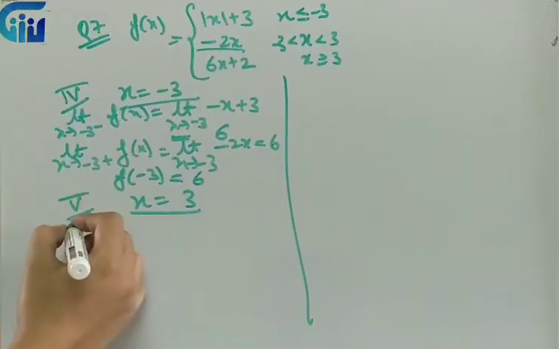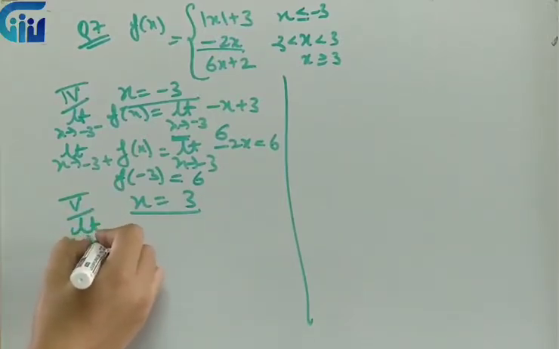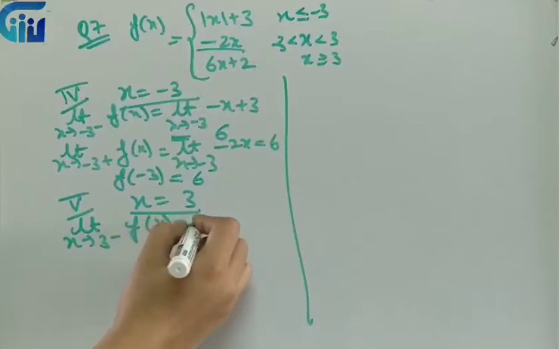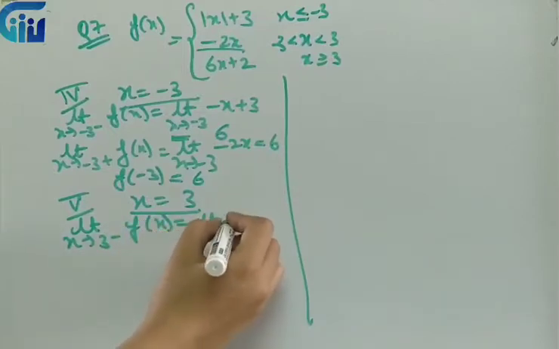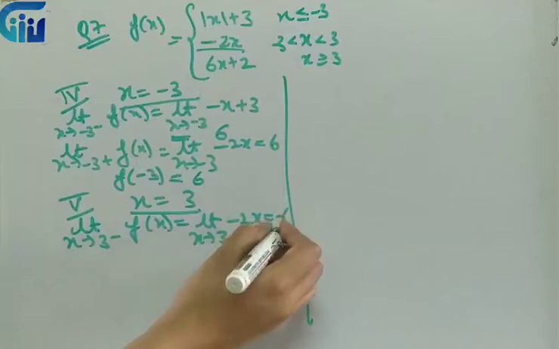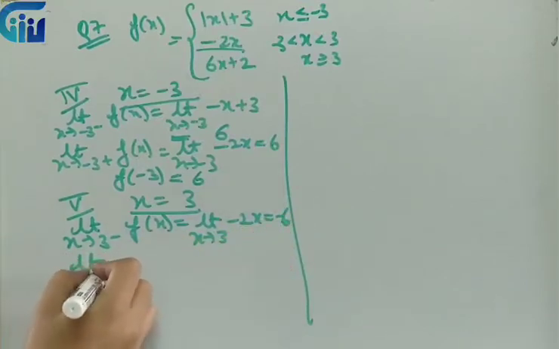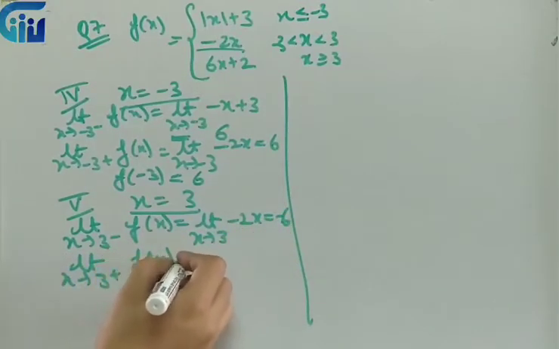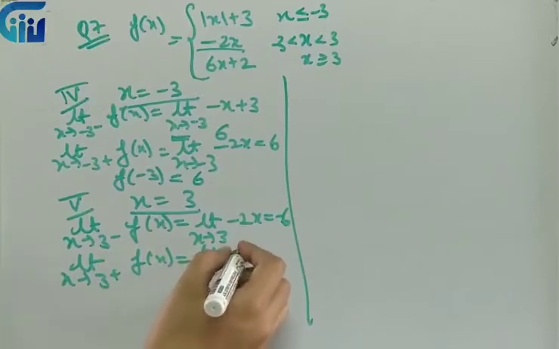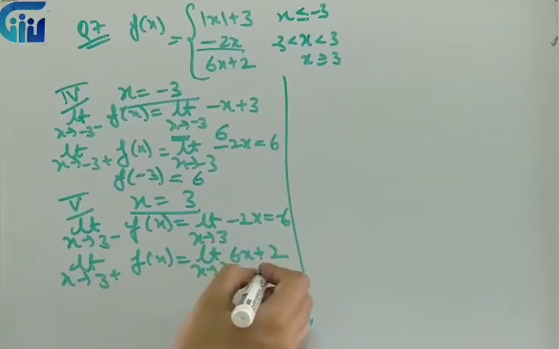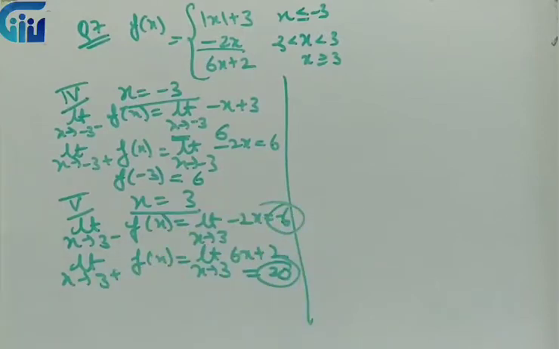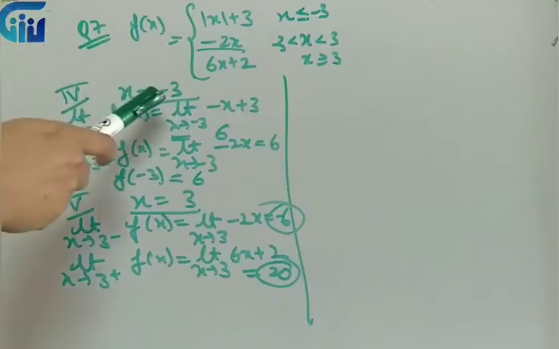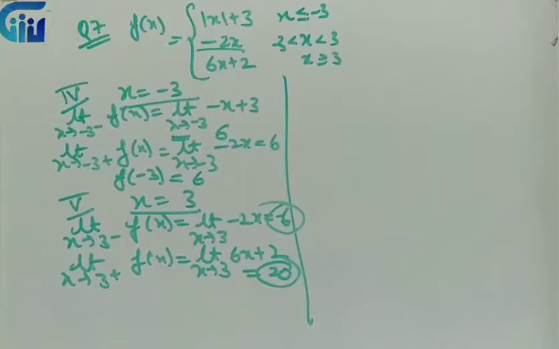Then for 3, again we will do x tends to 3 minus. So 3 minus means it is less than 3, so it is -2x. So it will come out to be -6. Limit x tending to 3 plus means it is greater than 3 now, so we will say x tending to 3 of 6x plus 2. So it will come out to be 20. Both the values are not equal. Hence the only point of discontinuity in this function is x is equal to 3. We can see x is equal to -3 is a point of continuity. So the only point of discontinuity is x is equal to 3.